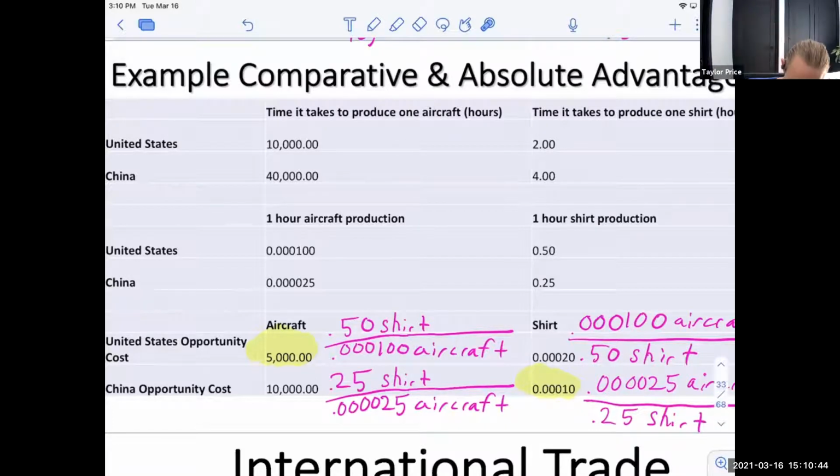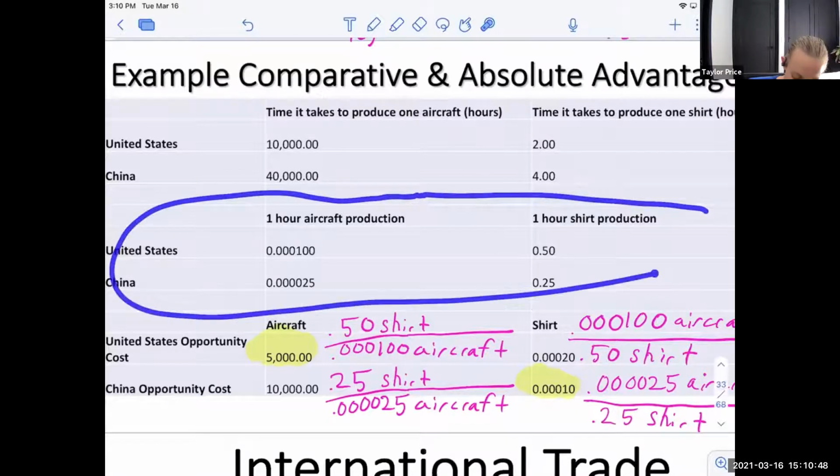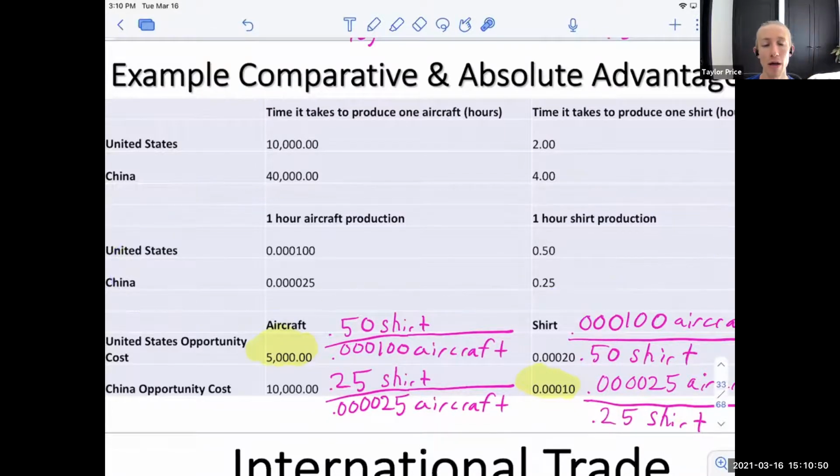It's just important to remember that when doing opportunity cost, you actually have to make sure that the comparison between both of the goods is in the same unit, because otherwise it would be like comparing apples to oranges. And when we're doing opportunity costs, we always need to determine basically an apples to apples comparison.